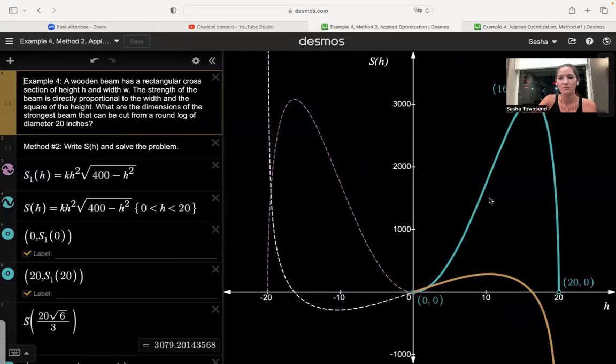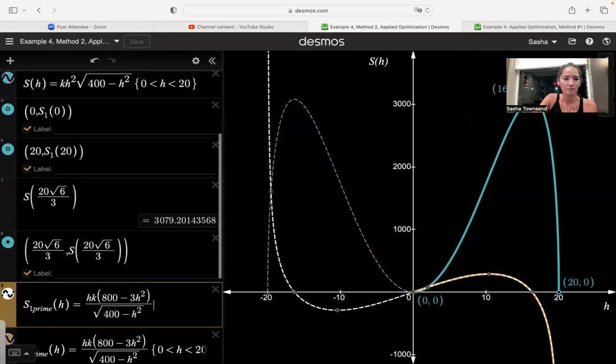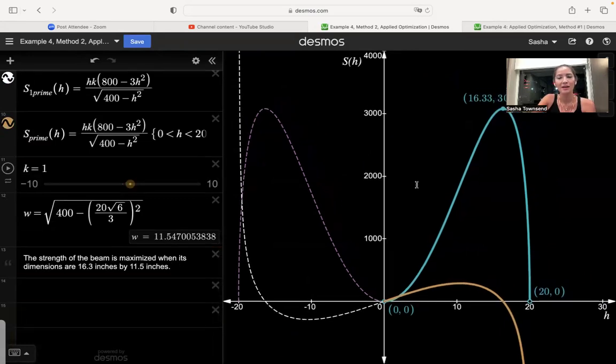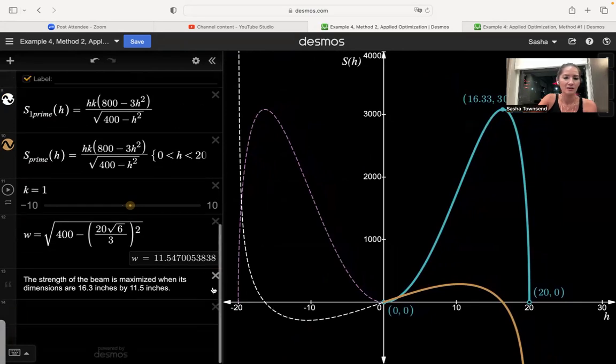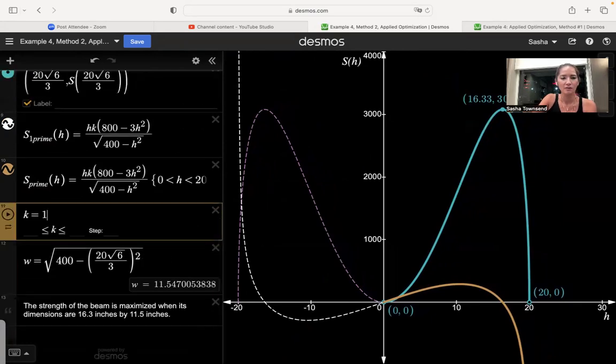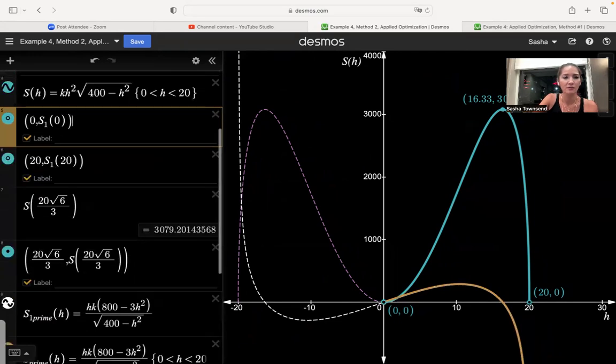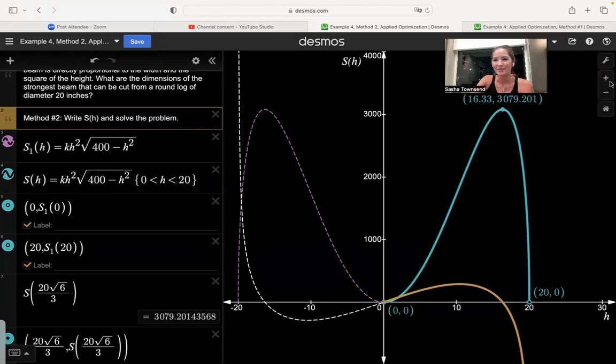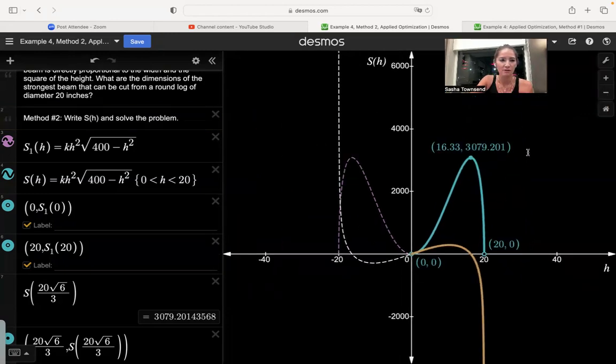And here we found the strength in terms of the height. And we said the dimensions of the beam are 16.3 inches by 11.5 inches. So either way, we get the same answer. Just the second problem involves a lot more work. The first problem involves differentiating a third-degree polynomial. And this one involves differentiating a product involving a polynomial and a composite function involving a radical and a polynomial with a polynomial inside. But it has a cooler graph. It gives us an opportunity to practice our chain rule and our product rule.